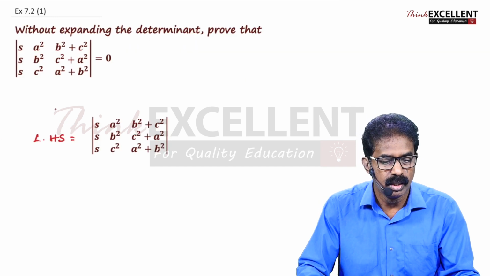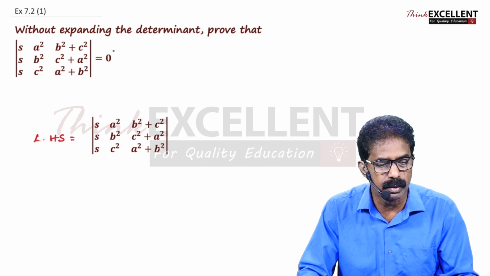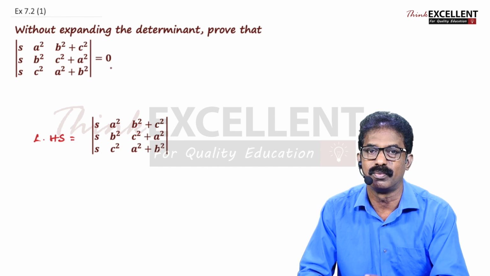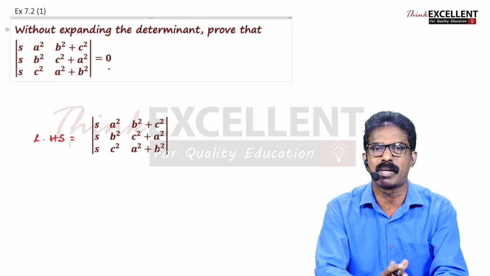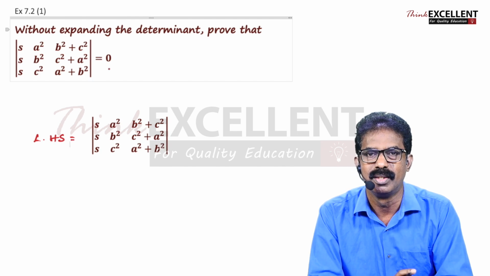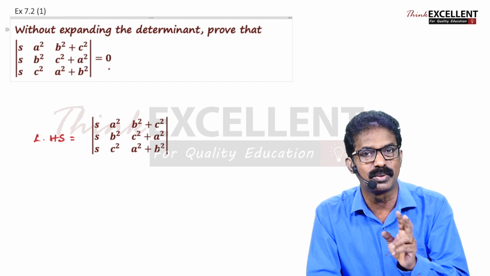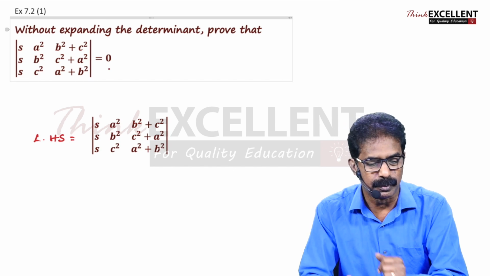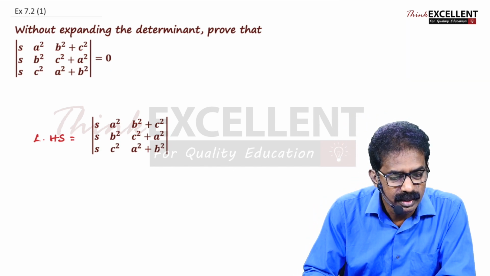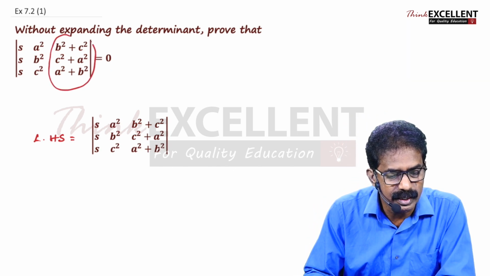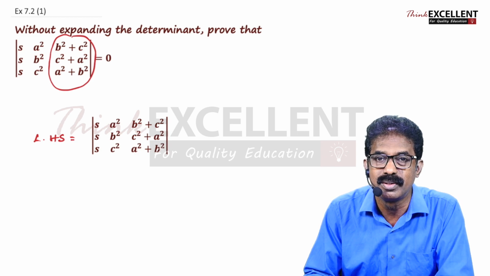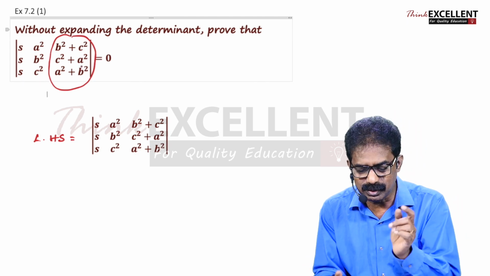Look at the first one. Without expanding the determinant, prove that this determinant value is 0. Without actual expansion, using these properties, you have to prove the value 0. So when can you say the value is 0? Either two rows are identical or proportional. Now let us see this one. Third column is expressed as a sum of two terms, no? If you want, you can split into two. That is one case.